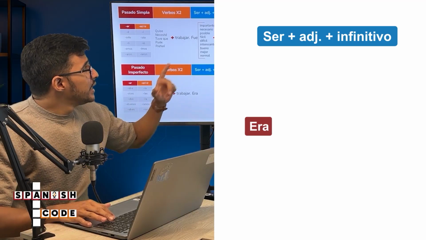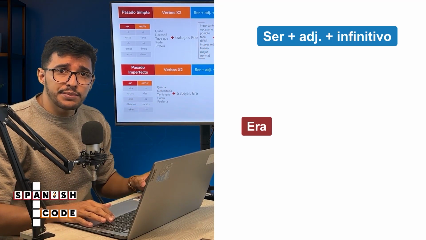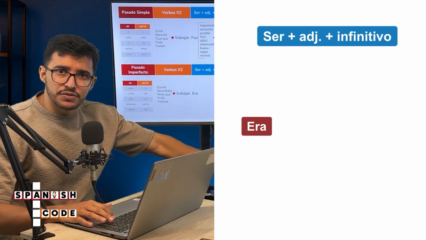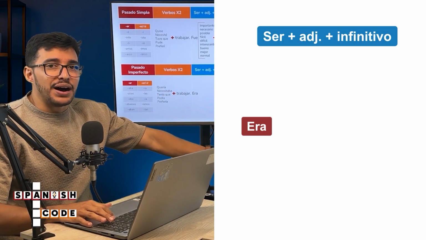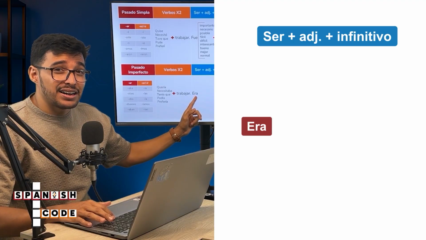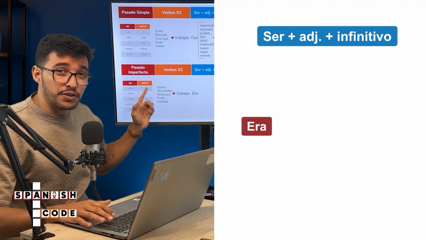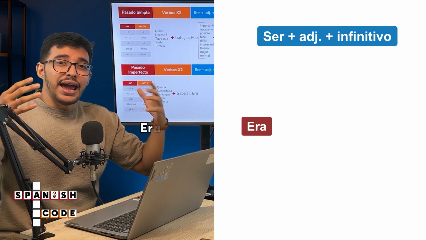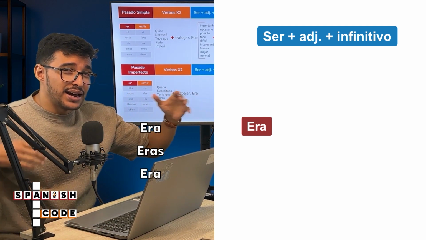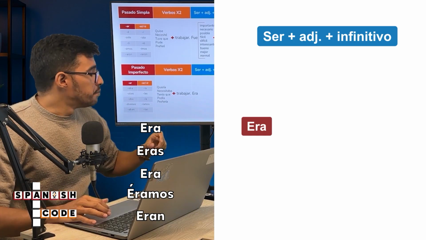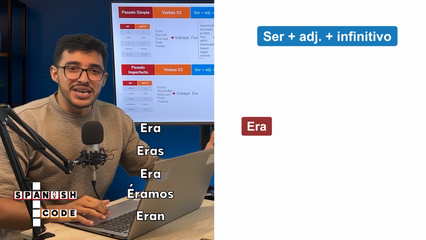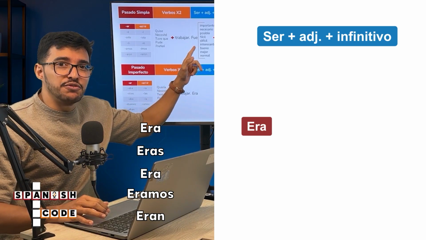Because when I say it was important, fue importante trabajar, it was important to work, it already happened, and I'm talking about a specific moment in the past. But when I say era, remember it's an irregular verb in imperfect, only 3: ser, ir, and ver. This one is era, eras, era, éramos, eran. But for the third person it is era. It used to be. It is not, it was like fue.